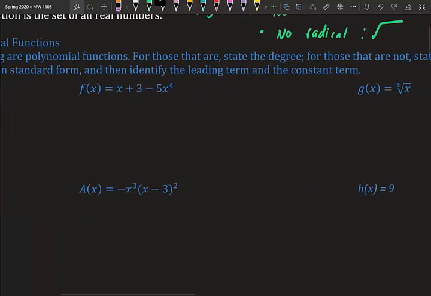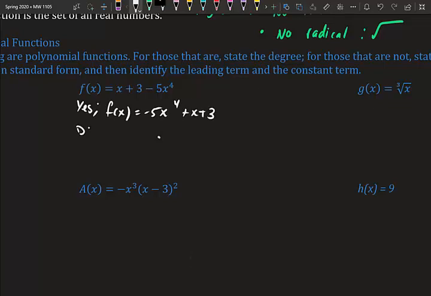Alright, next. It is a polynomial. There are no fractions and no radicals, so yes, it is. It's not in standard form, though, because it needs to be highest exponent to lowest exponent. So let's put it into standard form: -5x to the 4th plus x plus 3. Now we can figure out our degree, our leading term, and our constant. Our degree is always the highest exponent, which is 4. Our leading term is attached to that exponent, -5x to the 4th, and our constant is just the number with no variable, which is +3.